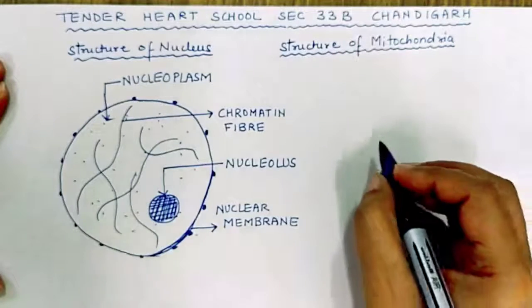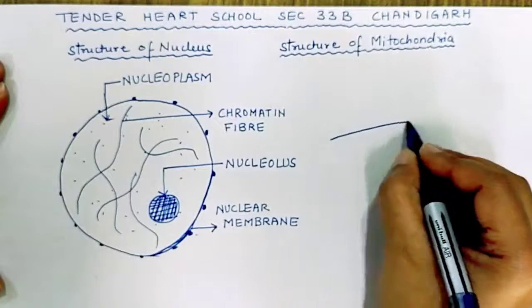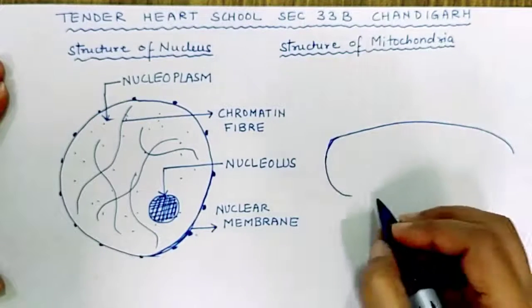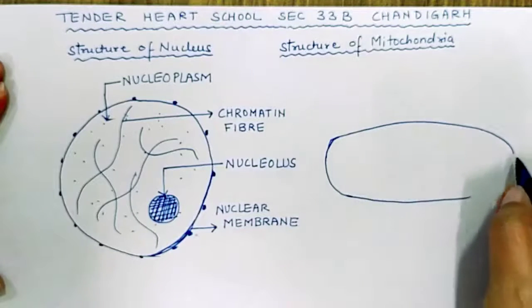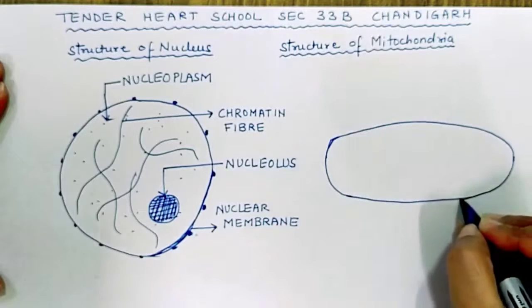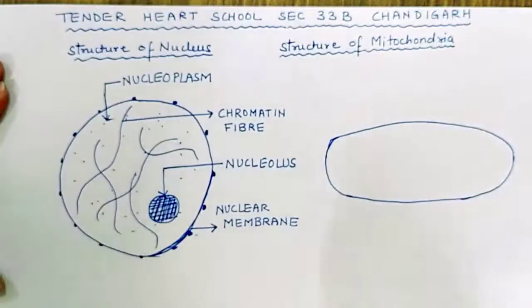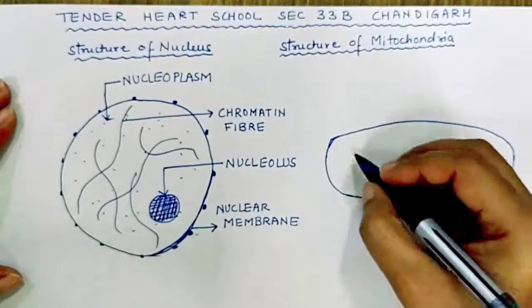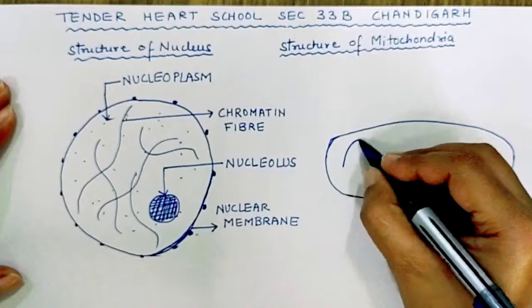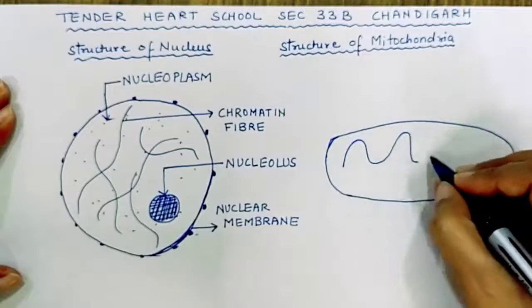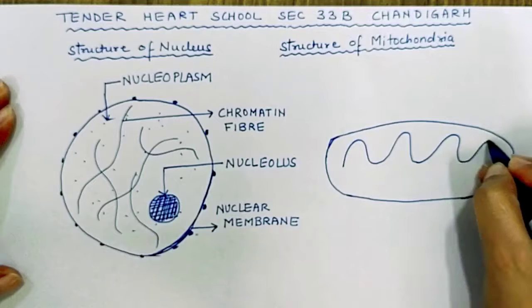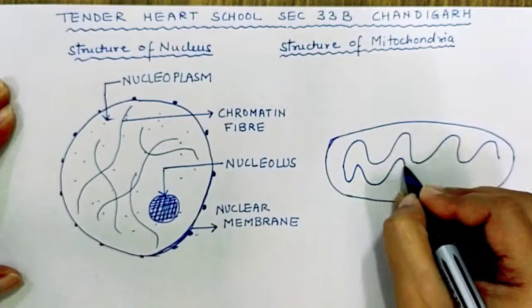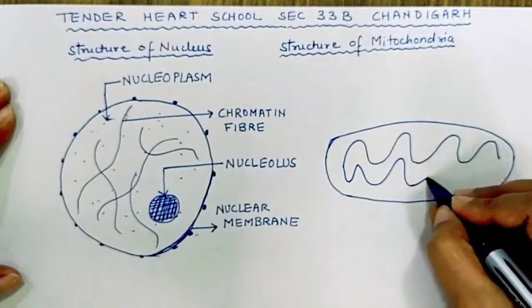Now let us talk about the mitochondria. Mitochondria is another organelle present inside the cell, and the function of mitochondria is that it is the powerhouse of the cell. The aerobic respiration takes place in mitochondria. Mitochondria has a double-walled structure, and the inner wall forms folds which are called the cristae. Look at this kind of folds formed by the inner membrane.